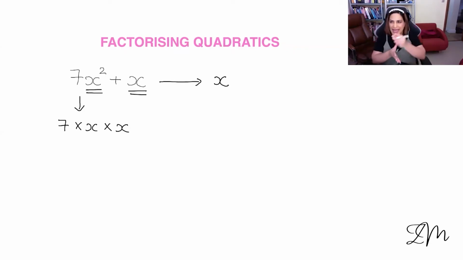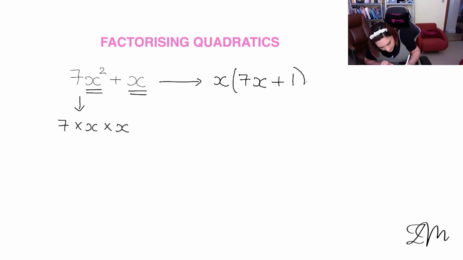And we say x times what gives us 7x squared? Well, we've got to times it by the 7 and by another x. And x times what gives us just x on its own? The only thing that makes sense there is 1. So we've taken out a common factor.